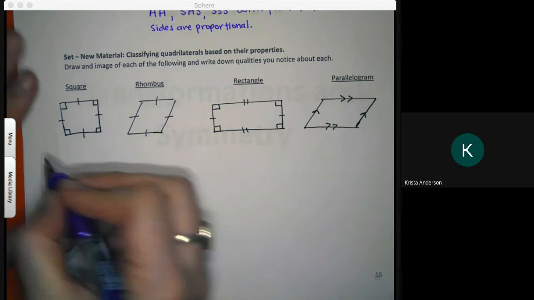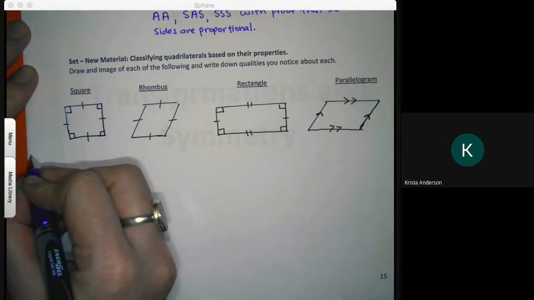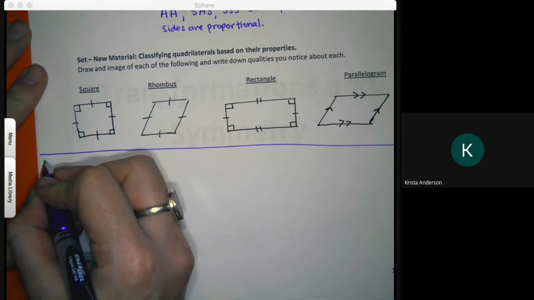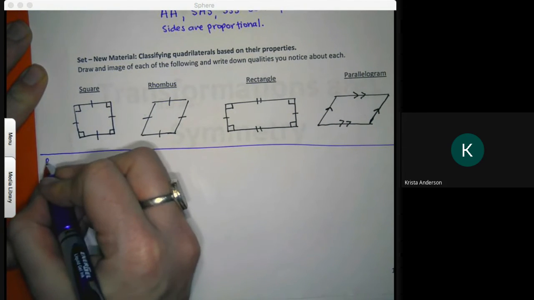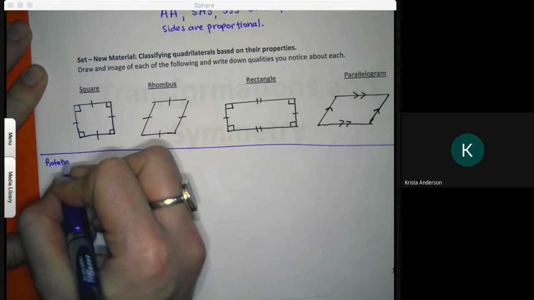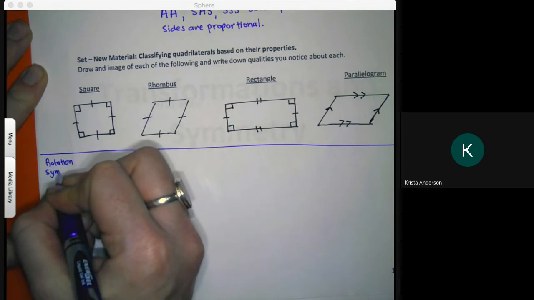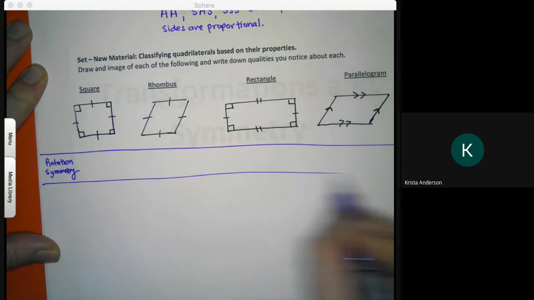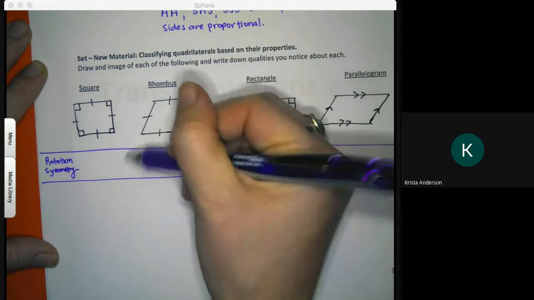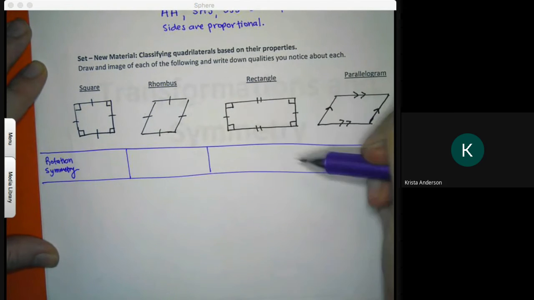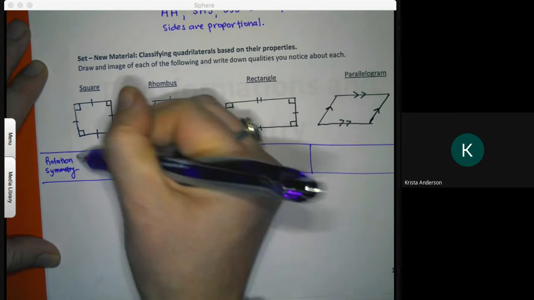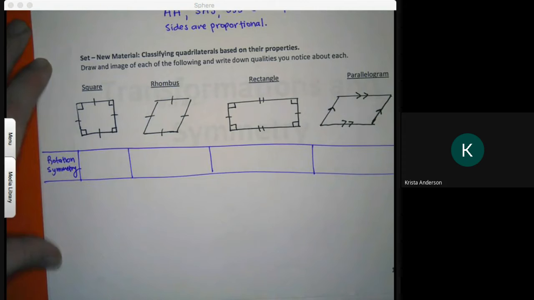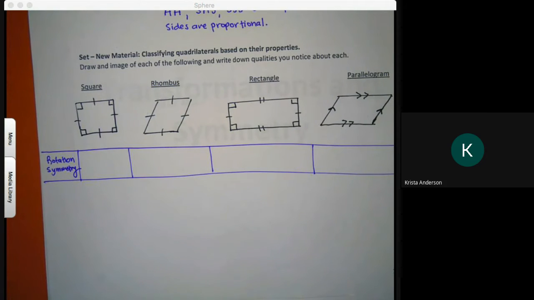Okay. The first thing I'm going to do is write the rotational symmetry. So how much do I have to rotate it for it to land on itself? I'm going to use a clear sheet.